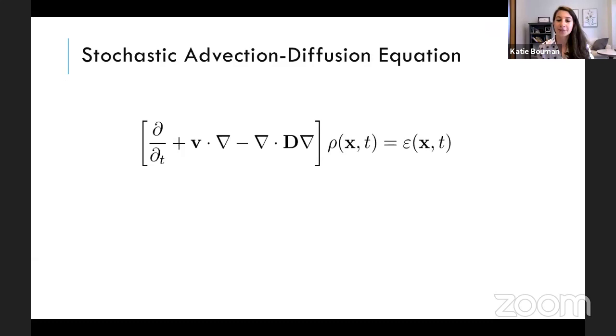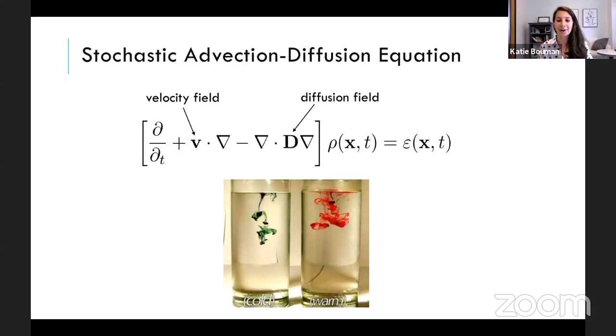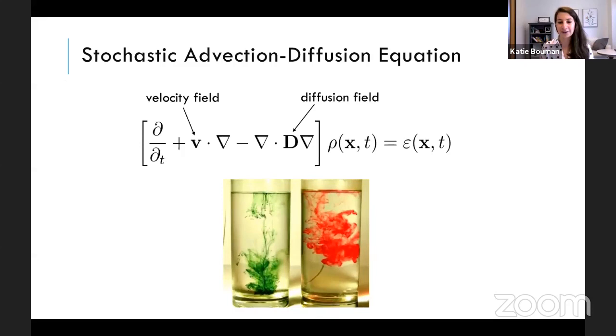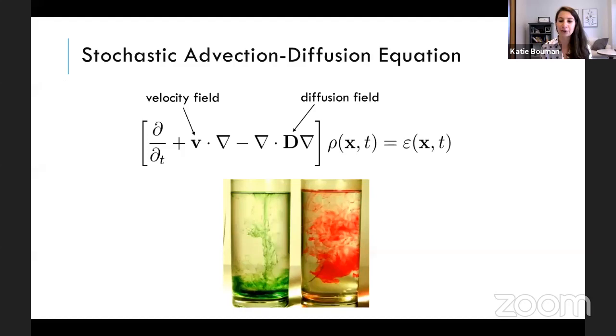Here I show an equation of a stochastic PDE, the partial differential equation we're working with, which describes the advection diffusion process. In this process, there are two parameters that we really care about, V and D. V is the velocity field that describes how the bulk is moving, and D is the diffusion field, which describes how material spreads out in the image. For instance, in these two cups containing water, they have different non-isotropic diffusion fields, resulting in the dye spreading out differently in them. And therefore you could imagine describing the motion of the dye in these cups of water using this PDE with different underlying parameters.